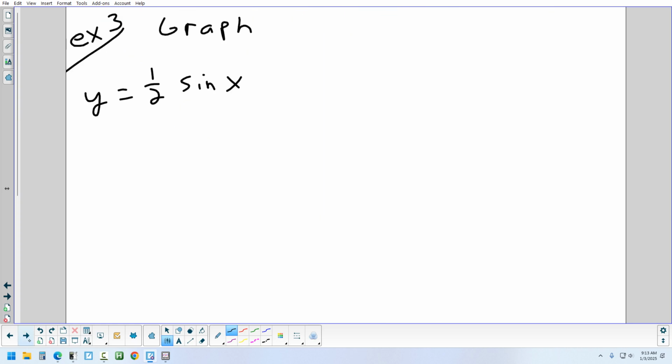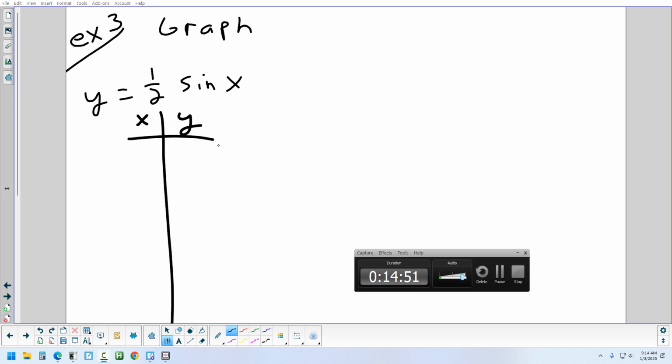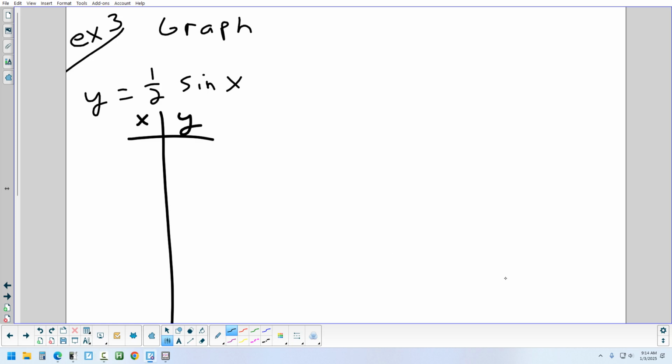All right, let's look at this one. 1/2 sine x. Okay, again, it's multiplying by a number in front, so we know it's a stretch. Because it's outside of the argument, we know it's vertical. Okay, vertical stretch. X's are staying the same.